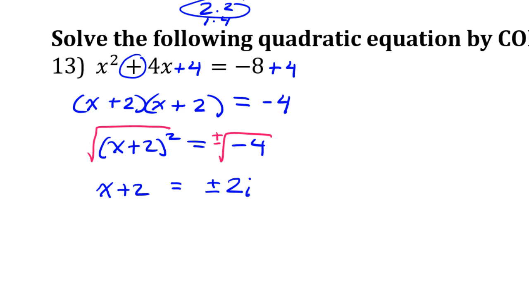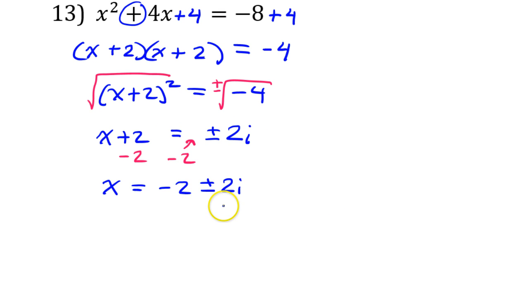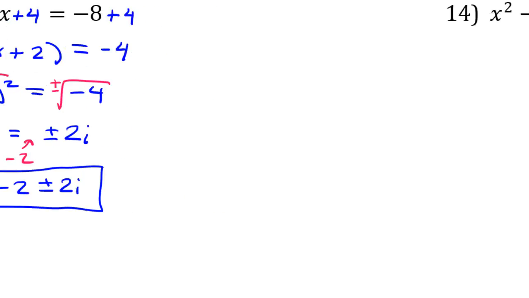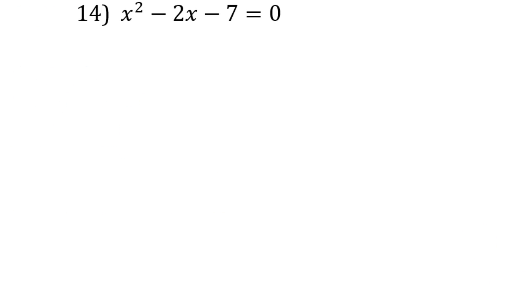Alright, one more step. To get x by itself, I need to subtract that 2, and you should put it in the front. So that's going to give me x equals negative 2 plus or minus 2i. And these are not like terms, so we're done.